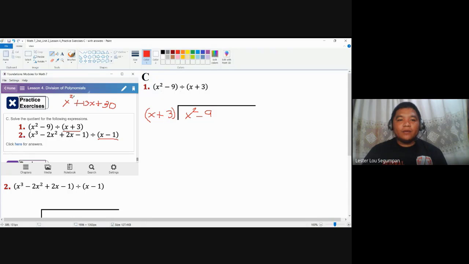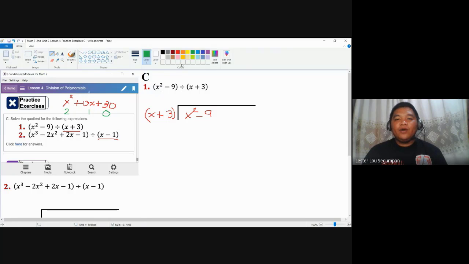The degree of each term, as we already know, is the exponent of the literal coefficients. If there are many literal coefficients in a single term, we need to add the exponents. So checking the terms here, the degree of the first term is the exponent of x, which is 2. For the second term, the degree is the exponent of the variable x, which is 1. And since the third term has no literal coefficient, the degree of this term is actually 0. As you can see, the degrees of the terms here are in decreasing order: 2, 1, and 0.